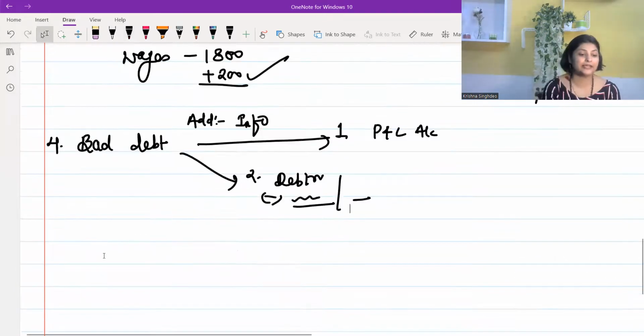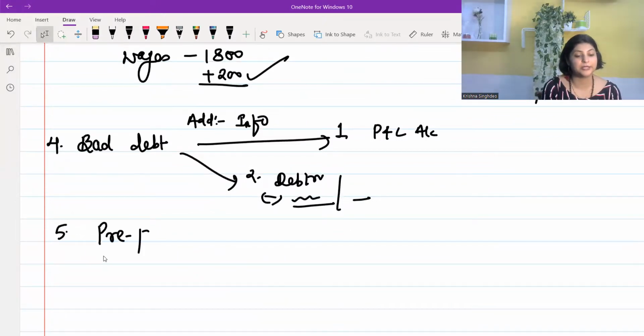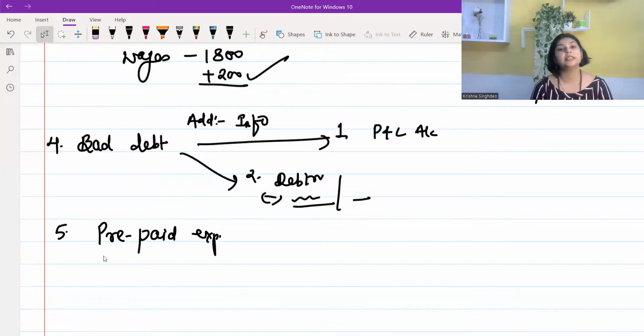Then the next kind of adjustment could be prepaid expenses. What are prepaid expenses? Prepaid expenses means you have paid the expenses for the coming accounting period also. This is an expense belonging to the next accounting period. And if you have written it in this year, it will reduce your profit. So what do we do? We deduct it. Though the cash has gone, this expense does not belong to the current year. So for getting the correct profit, we deduct it from here.